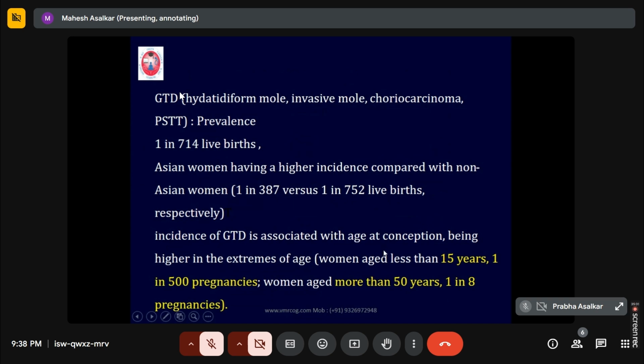Incidence of GTD is associated with age at conception, being higher at the extremes of age. So at the extremes of age, you get a higher incidence of GTD. Women aged less than 15 years, it is 1 in 500 pregnancies. And if the woman is more than 50 years of age, then it is almost 1 in 8 pregnancies. And overall, it is 1 in 714. Asian women will have a higher incidence.